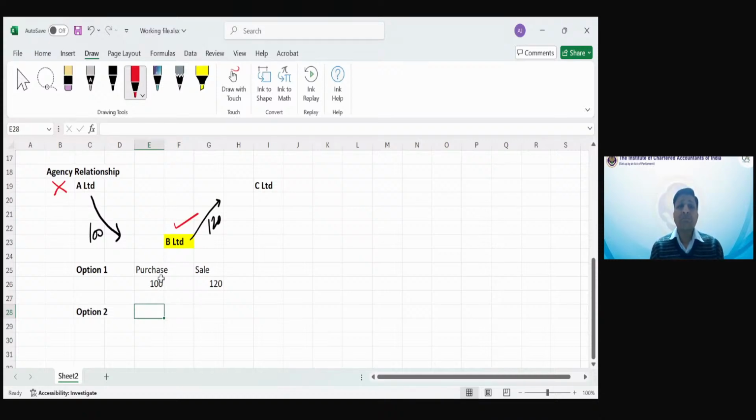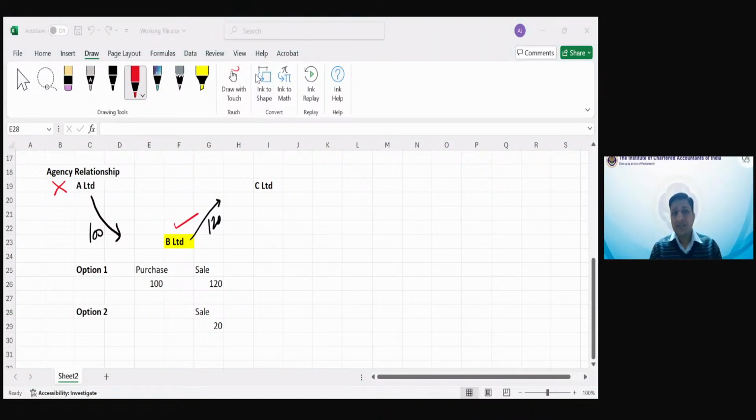That B will simply recognize a sale for the net margin which is earned. What's the amount of net margin on this transaction? Can you tell me? 20. Correct. So B will recognize a margin of rupees 20. So as far as purchase is concerned, there's no purchase for B. It's only a margin.